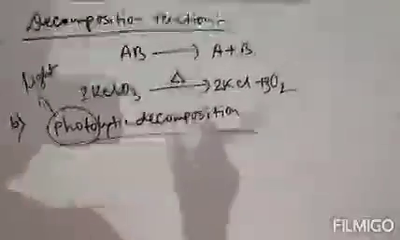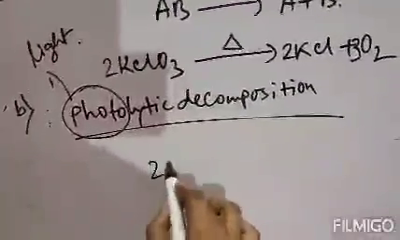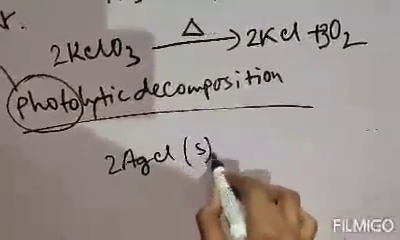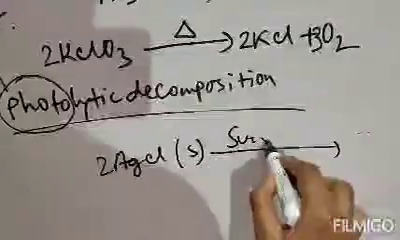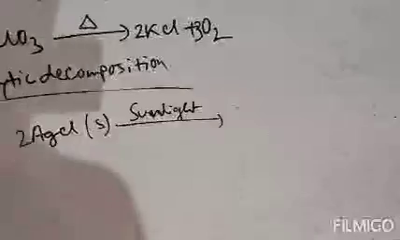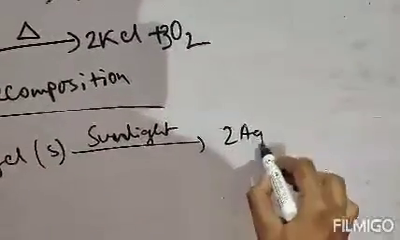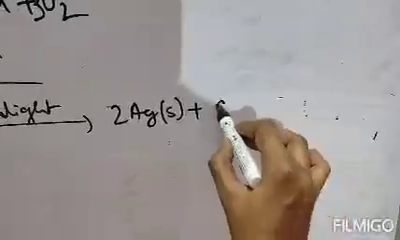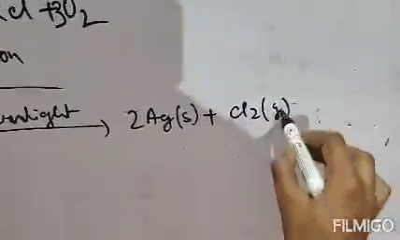Clear? Suppose an example, silver halide, 2AgCl, this is a silver halide or silver chloride. When it is in solid form and sunlight is given to silver chloride, then it decomposes to silver and releases chlorine. This is a gas.